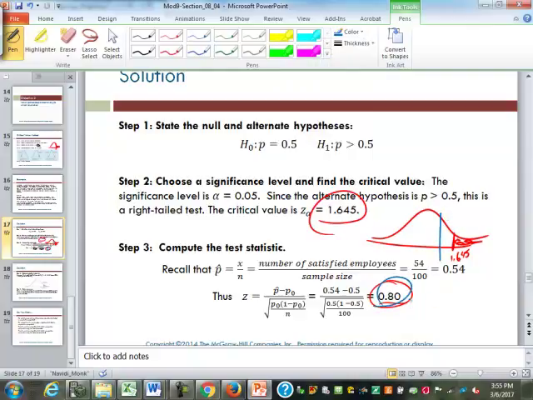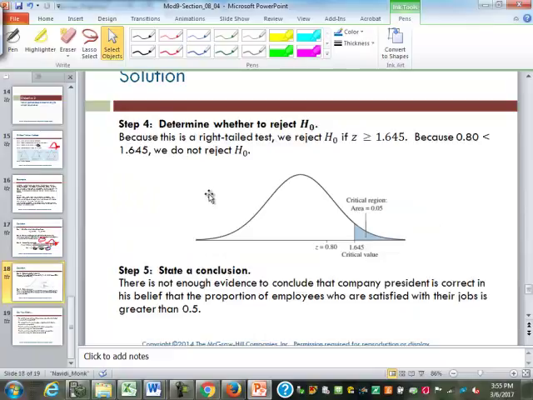So we know we did not reject. So our statement here is to fail to reject, because 0.80 is not in the rejection region. So we did not reject H0. So there's not enough evidence to conclude that the company's president is correct in his belief that the proportion of employees who are satisfied is more than 50% in his company.